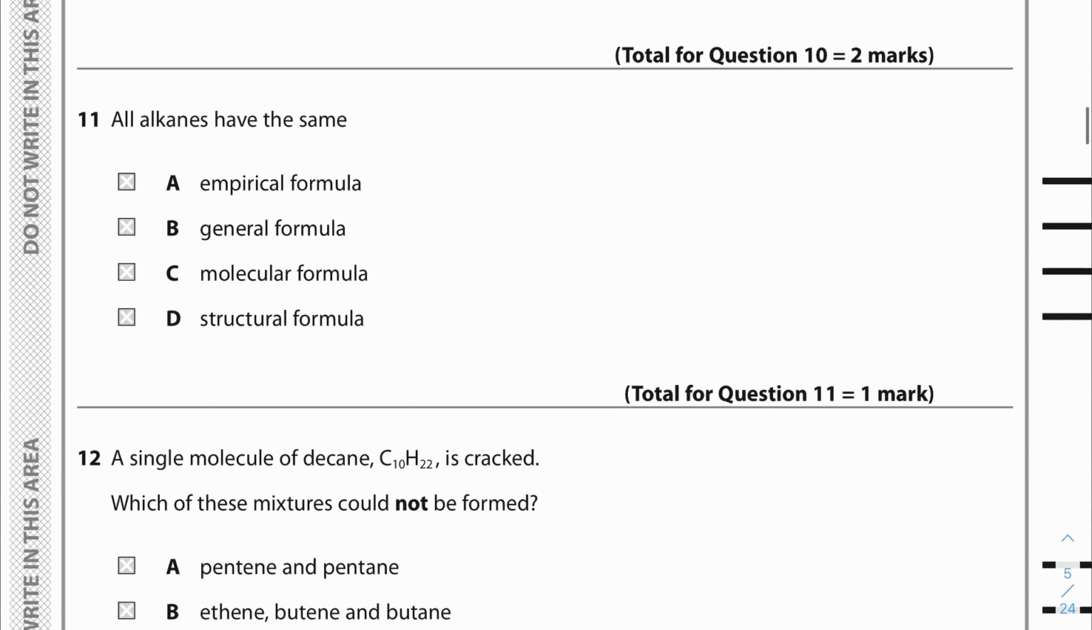So all alkanes have the same what? Do they have the same empirical formula? No. Do they have the same general formula? That's what I think is right. CnH2n plus 2. So that's something I know is correct.